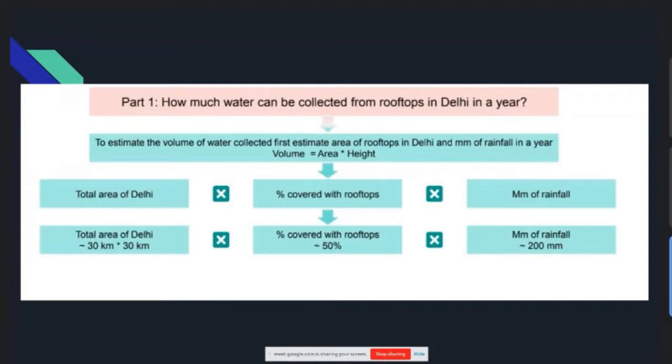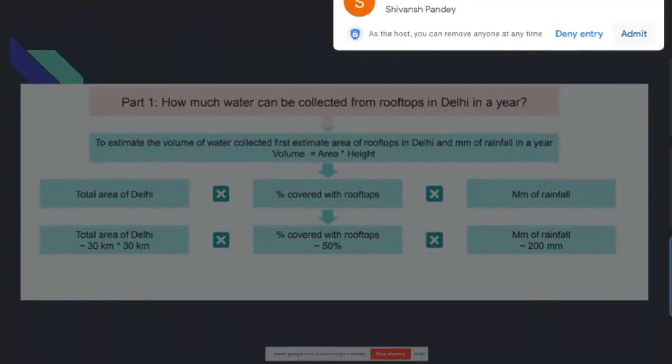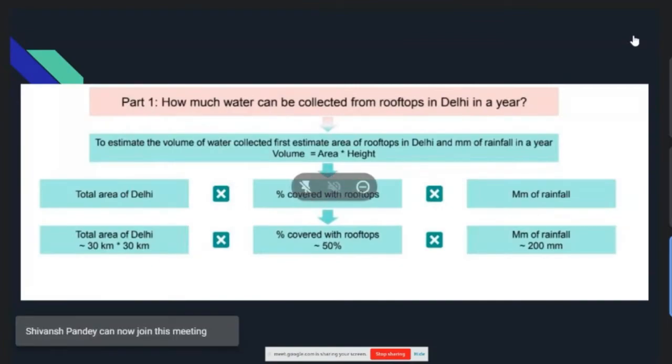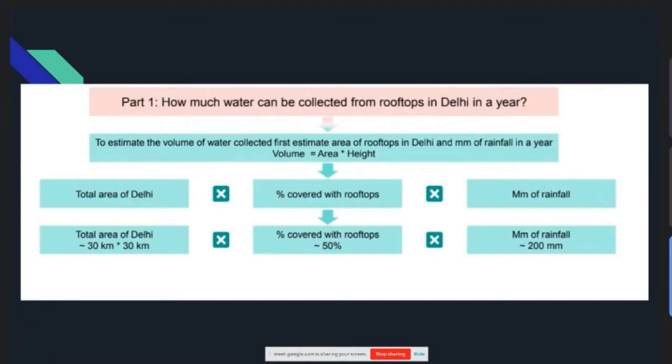Now here, I have taken a problem statement in which it is mentioned that I am assuming that 50% of the Delhi households are covered with rooftops. But if you want to make the problem more complex, you can ask your interviewers. Bigger houses have bigger rooftops. Middle class people have houses with relatively small rooftops, and poor people do not usually have rooftops, those living in slum areas.